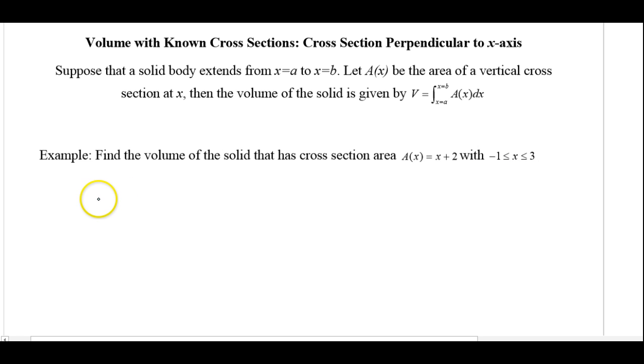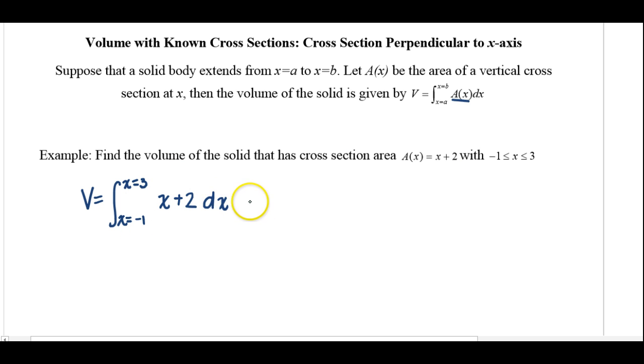So first let's set up the integral and then let's try to visualize a solid. So my volume formula is going to be the integral from x equals -1 to x equals 3. So here's the domain. So I'm going from x equals a to x equals b. And the general formula is we're going to go ahead and stick the area of the cross-section formula into the volume formula. So we're told the area of each individual cross-section at any x value is x plus 2. So my volume formula is now the integral from -1 to 3 of x plus 2 dx.